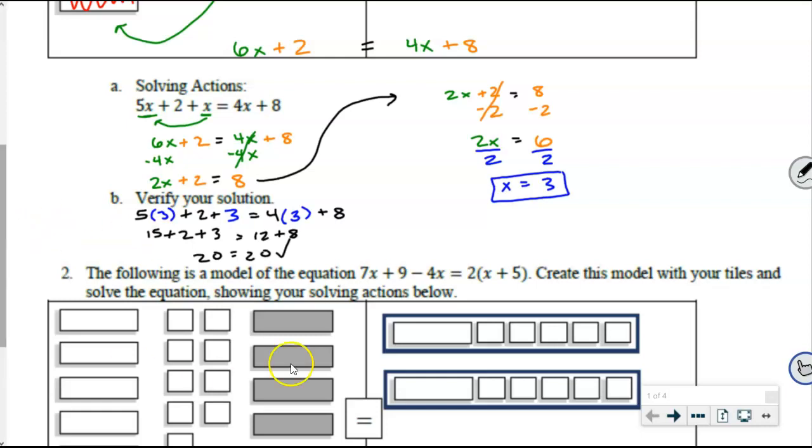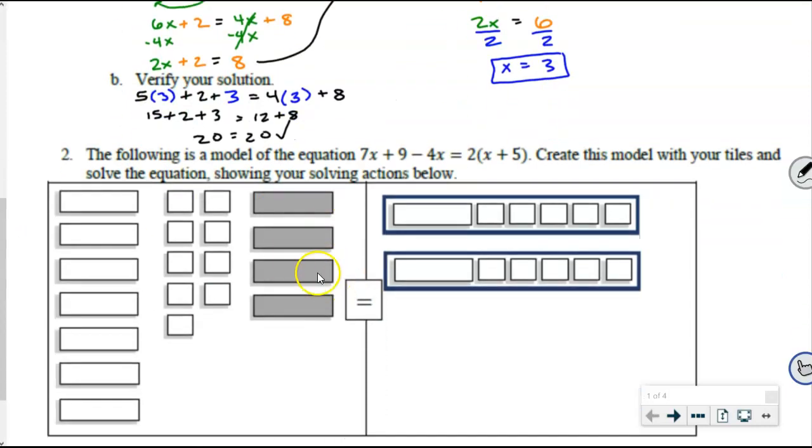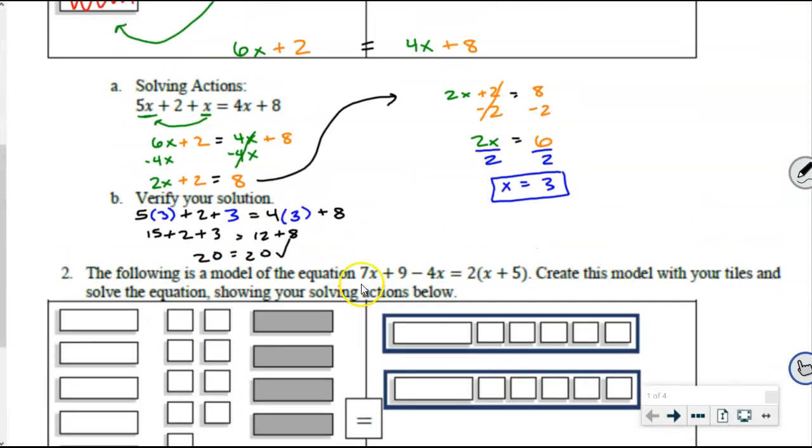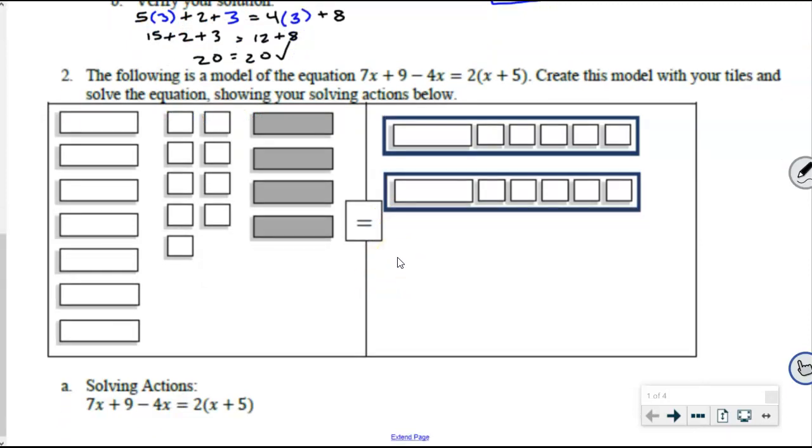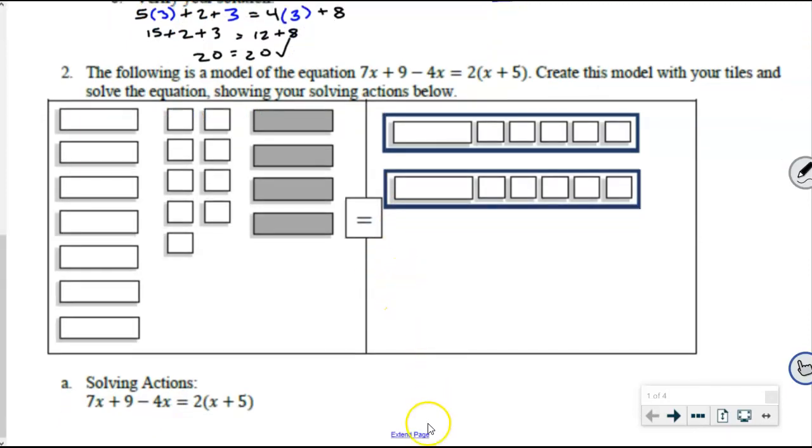And now I want you to talk with your groups about how number 1 is similar, but also slightly different than number 2. What is different here? What do we need to do? Talk with your groups and see if you can figure out what those solving steps are going to be. Pause the recording, give yourselves enough time to think. Ready, set, go.